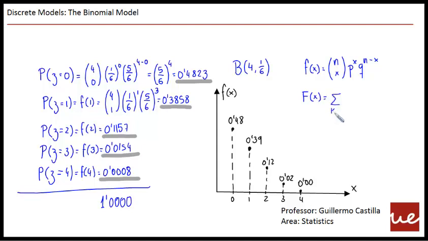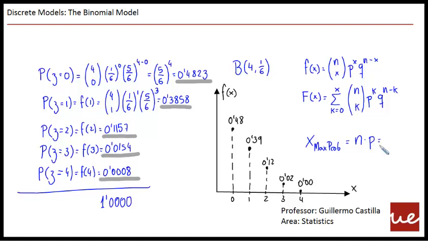Of course, we also have the other function, which is the distribution function, the capital F, which would just be a summation from k equals 0 to x of n over k times p to the power of k times q to the power of n minus k. As you can see, it's the same as the quantity function, but just substituting the x for a k and doing a summation from 0 to x.